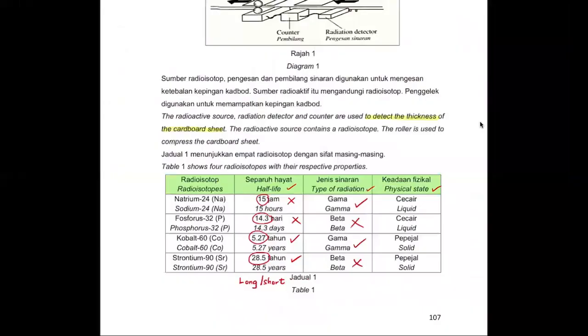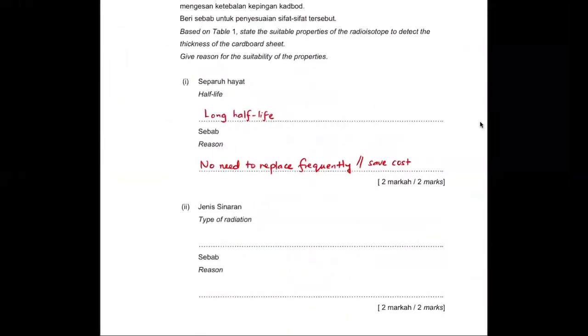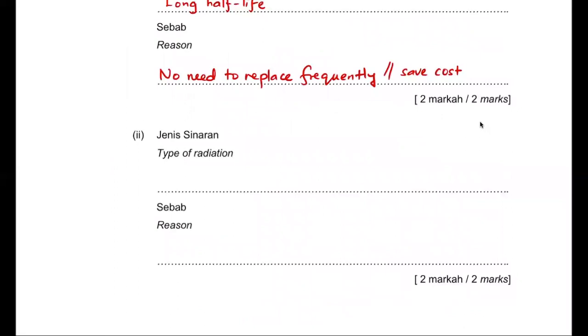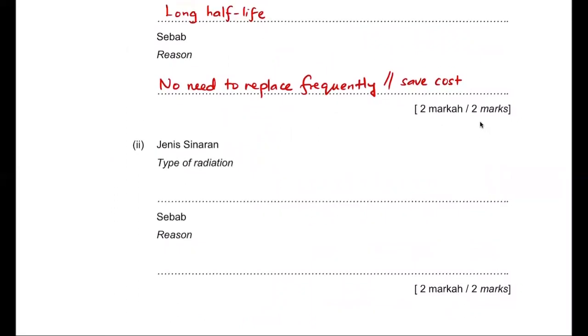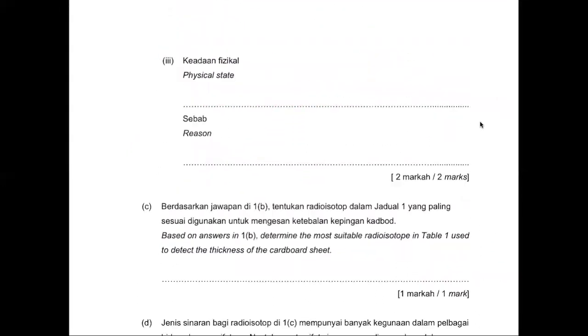And then what is the reason why we choose gamma ray as the type of radiation? Because of the high penetration power. Okay, gamma radiation. And the reason is because of its high penetration power. Okay, the third characteristic would be the physical state. The physical state of that radioisotope and the reason.